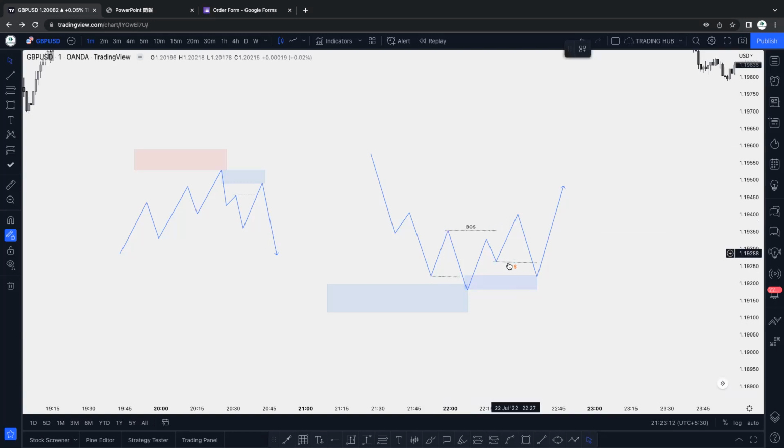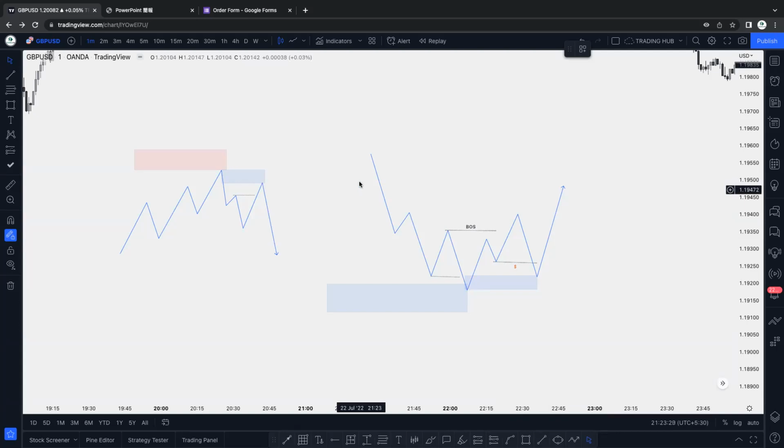Okay, after the CHoCH takes out the inducement, we can buy here and price goes higher. Correct. And we can add more multiple positions. If the market gives any scale-in entry, then we can add more multiple positions here.